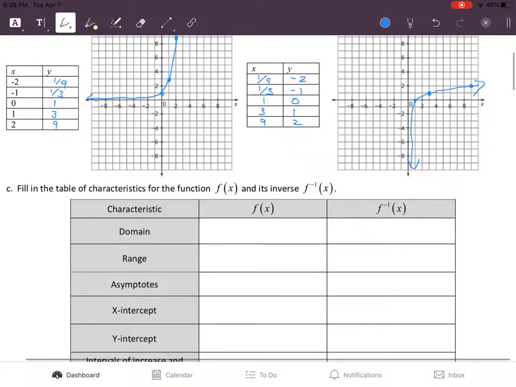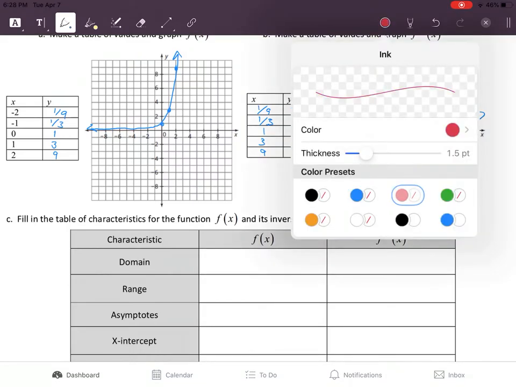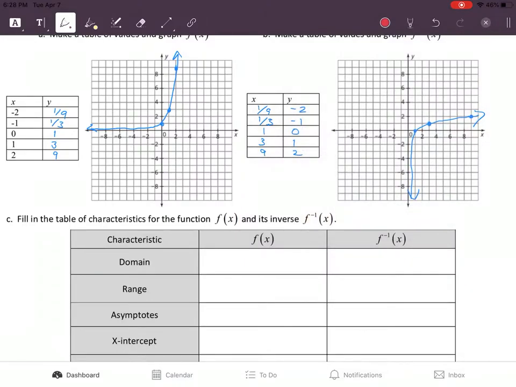All right, next we're going to do the characteristics. We're just going to go back and forth, domain for both, and range for both. So that helps you hopefully see the difference between the two as we go along. For the first part, I'm going to do this in red so it's a little bit easier to see. For the first one, domain.